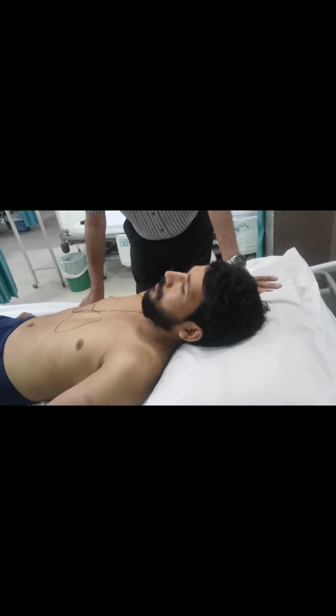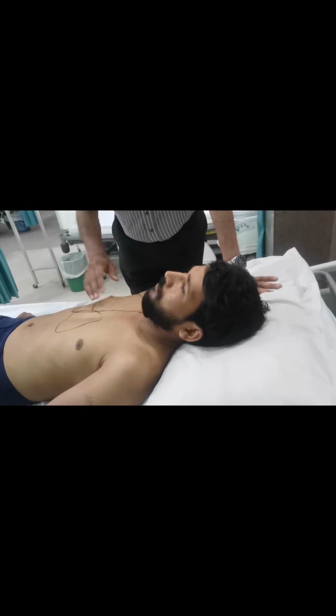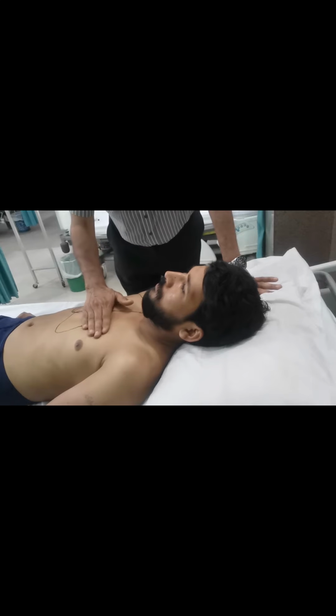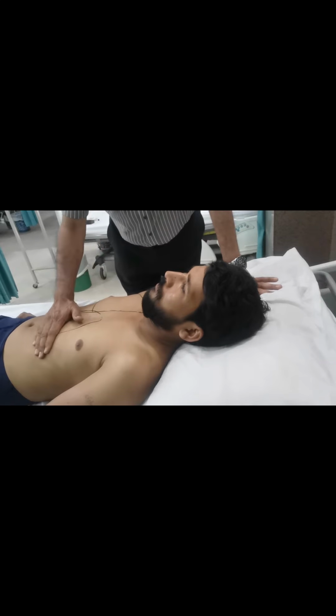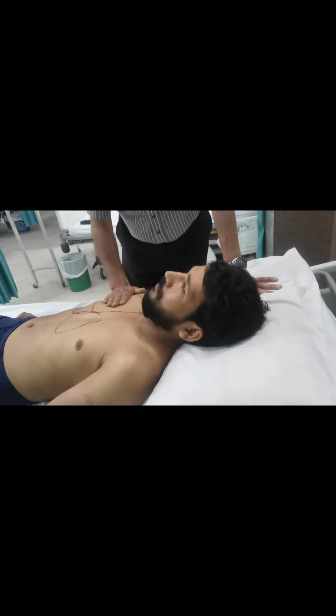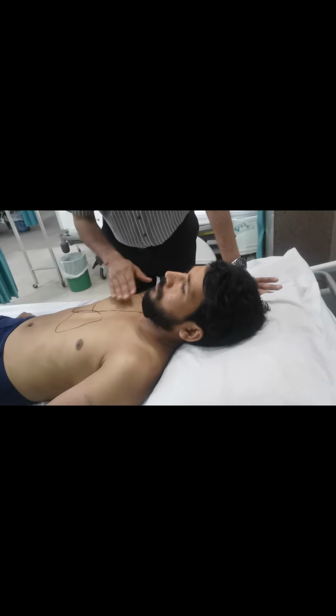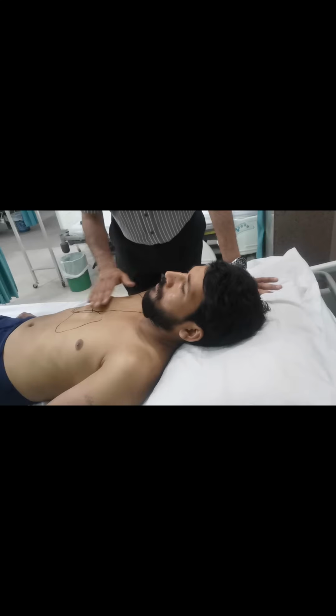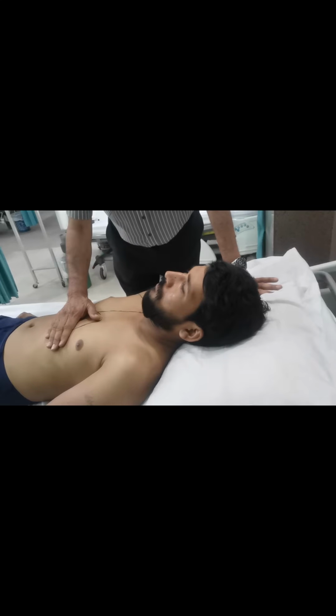After the inspection, we start the palpation. And in the palpation, first of all, we look for any area of tenderness over the chest with gentle palpation. And at the same time, we can also pick up the presence of subcutaneous emphysema in these patients. Then, if there is no tenderness and no subcutaneous emphysema, we look for the apex beat.